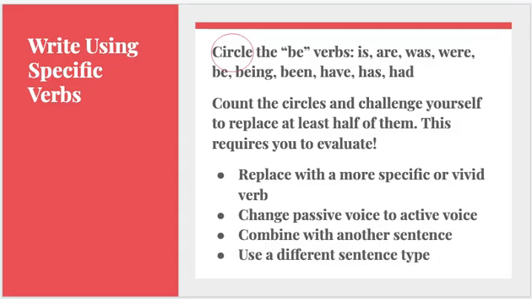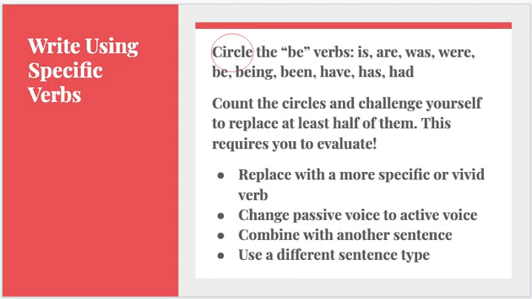All right, so the first one has to do with using specific verbs. Now, be verbs are helping verbs. There are a whole lot more than the ones I have listed here. But as, is, are, was, were, be, being, been, have, has, had, could, would, should, all of these words are helping verbs. And sometimes there's a better way to say something, a more direct, a clearer way and a more interesting way. Even if it's formal writing, you can be creative in the way that you use your words.